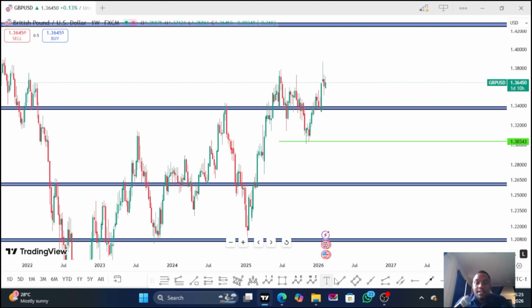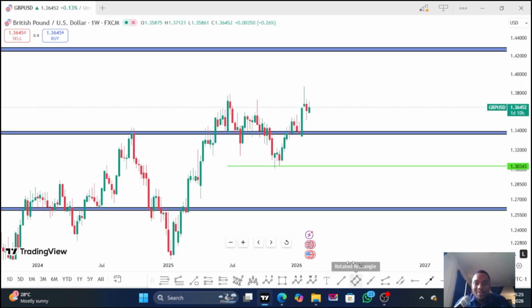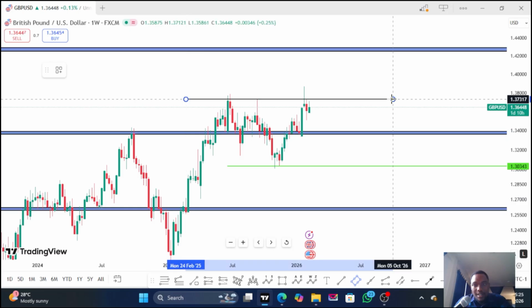Let me try to draw this double top well. This one is the double top. That's the double top. Yeah, this is what I said is a double top.